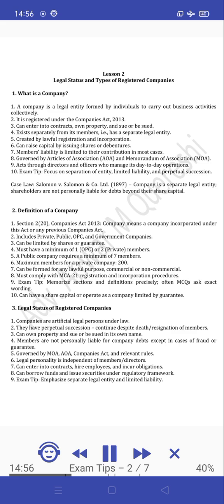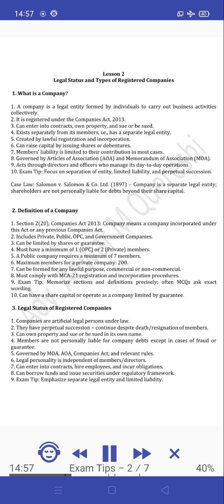3. Can be limited by shares or guarantee. 4. Must have a minimum of 1 member for an OPC, or 2 for a private company. 5. A public company requires a minimum of 7 members. 6. Maximum members for a private company: 200. 7. Can be formed for any lawful purpose, commercial or non-commercial. 8. Must comply with MCA 21 registration and incorporation procedures. 9. Exam tip: memorize sections and definitions precisely. Often MCQs ask exact wording. 10. Can have a share capital or operate as a company limited by guarantee.